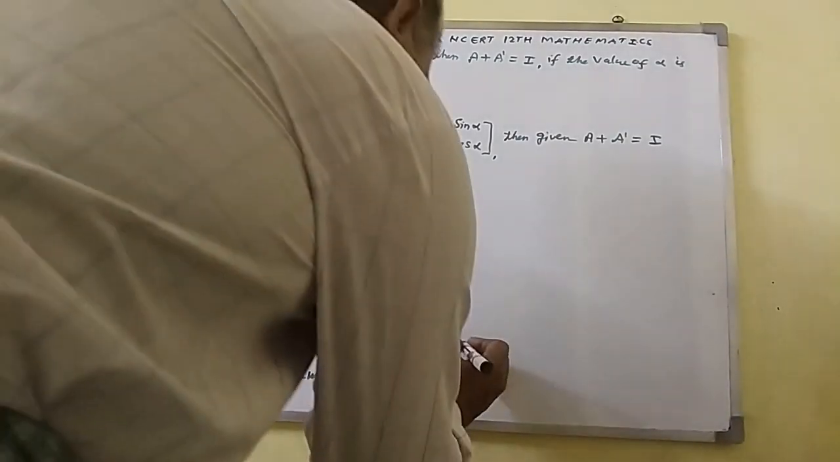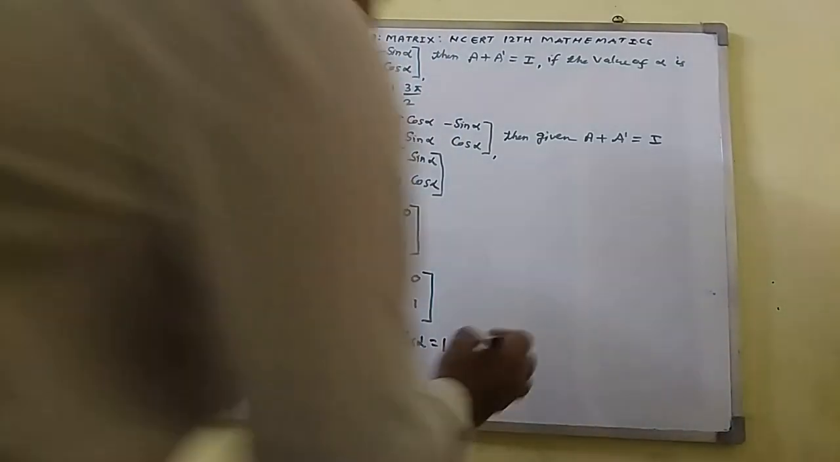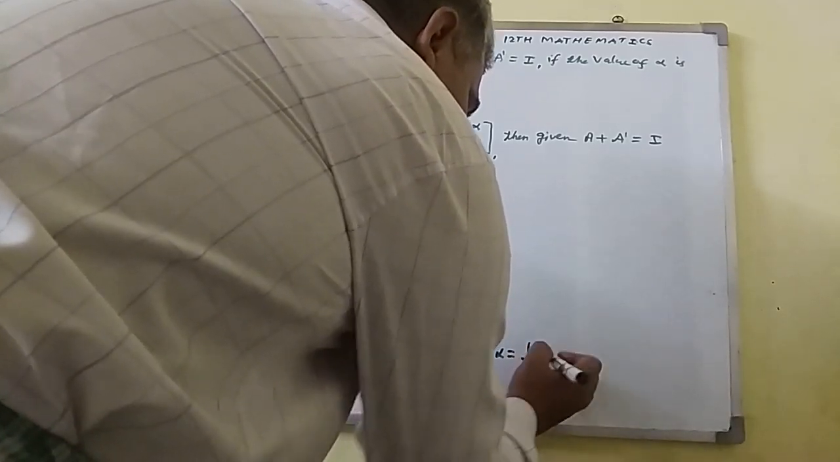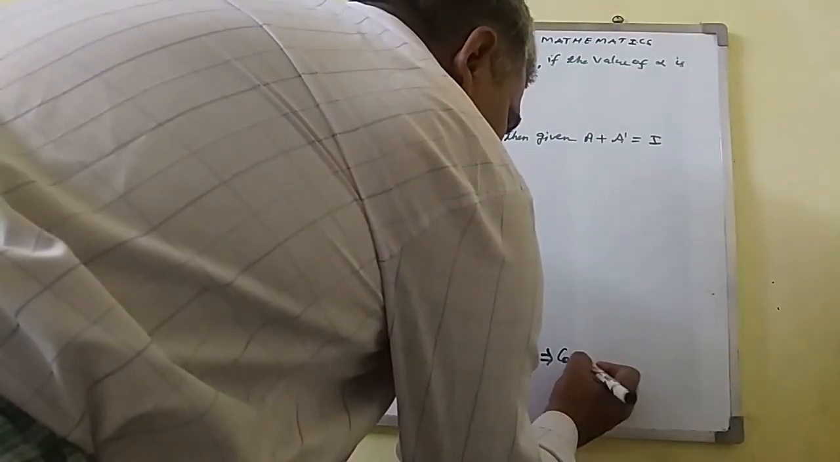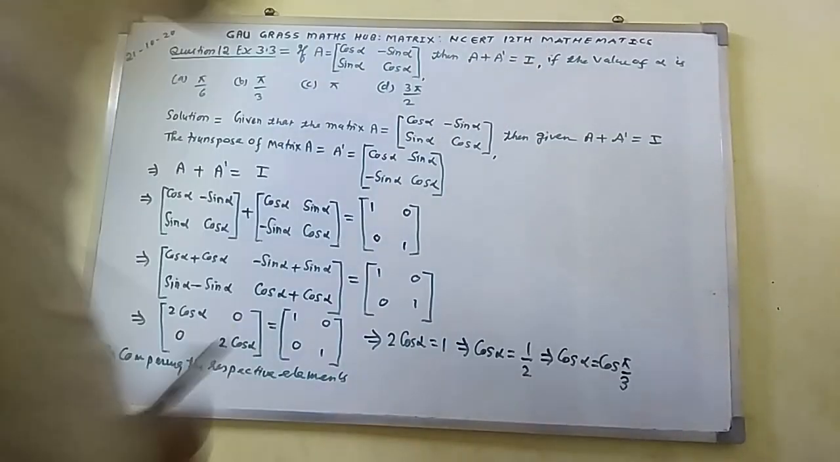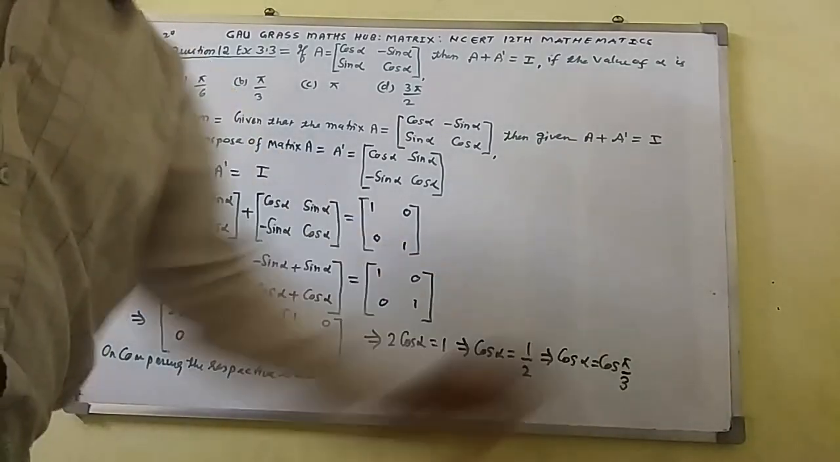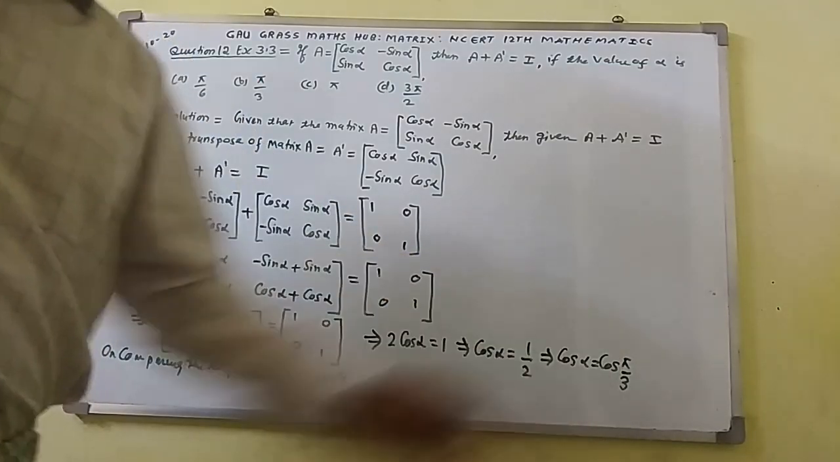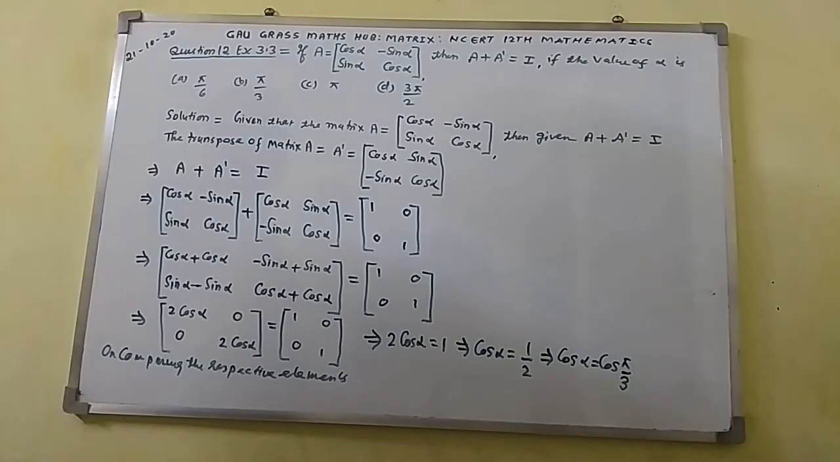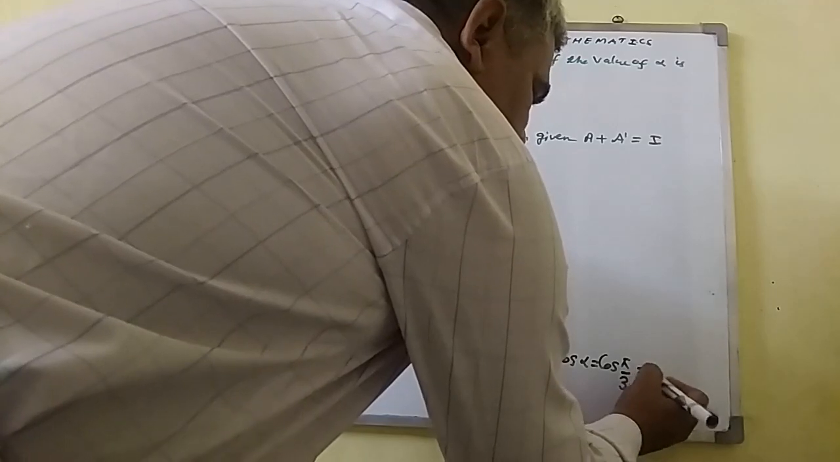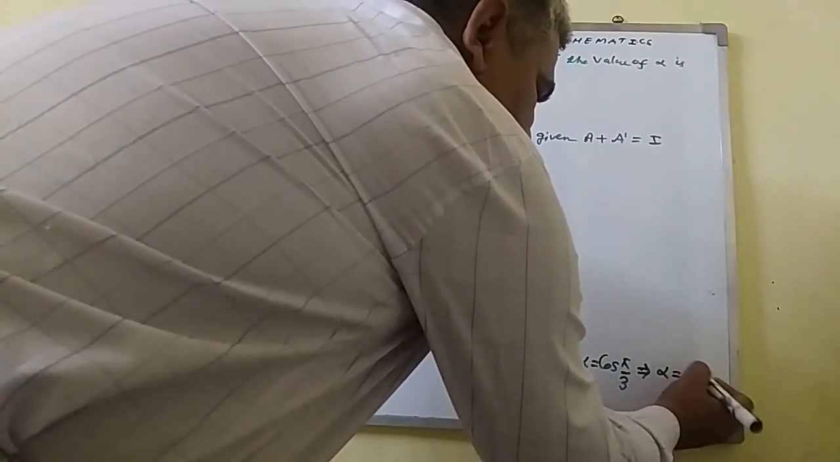You will get here, implies that cos alpha equal to 1 over 2. Cos alpha equal to cos pi by 3, because here you can see cos pi by 3. So pi means 180 degrees, 180 degrees divided by 3 gives 60 degrees. Cos 60 degrees equal to 1 over 2. So cos alpha equal to 1 over 2, and here I shall write, implies that alpha equal to pi by 3.